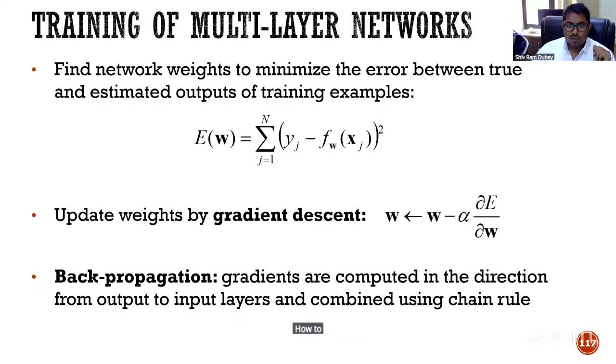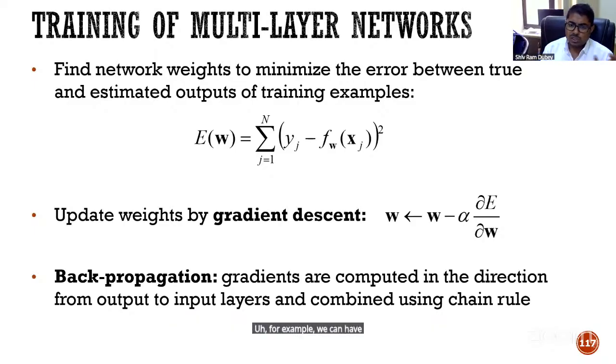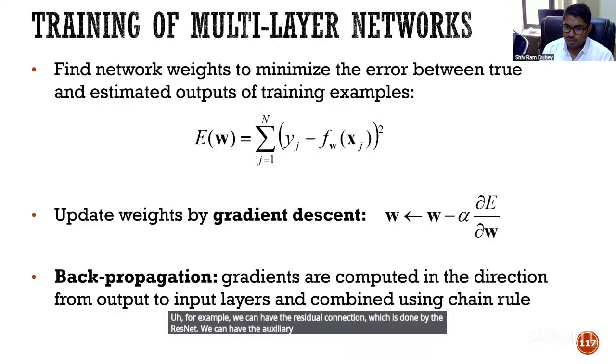Another question is how to overcome the problem of vanishing gradients at the local level of the neuron itself. There are several approaches for that. For example, we can have the residual connection, which is done by ResNet. We can have the auxiliary classification layers, which is done by GoogleNet. And there are many more. We can also design a better nonlinear function which is free of the vanishing gradient problem, or make all the layers that we are using free of the vanishing gradient problem.